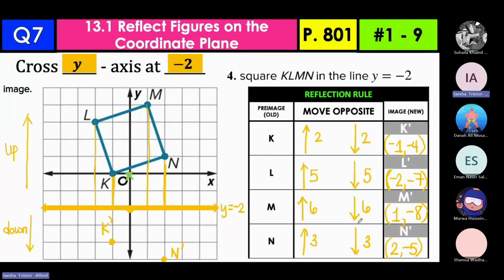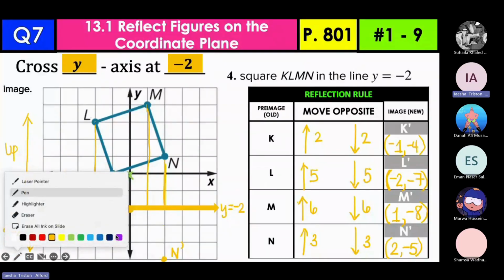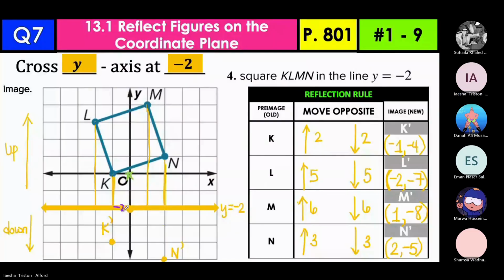Any questions about this one? Miss, how -8? This line here, the yellow line is Y equal -2, yeah? This is -2. You told me to get to M prime, I need to go down how many from this line? 6. So if I go 6 down, you're going to be at -8. Oh, okay. Right? Starting from -2, going 6 down, you'll be at -8.